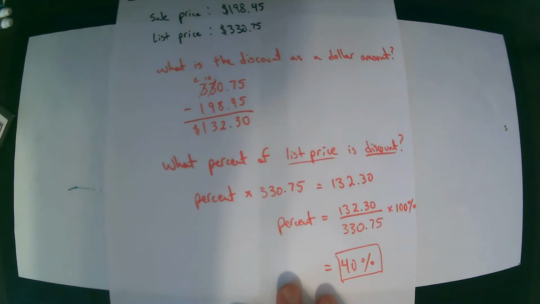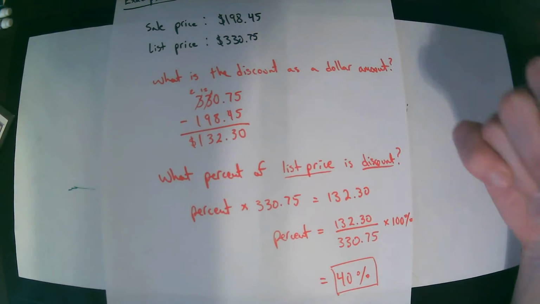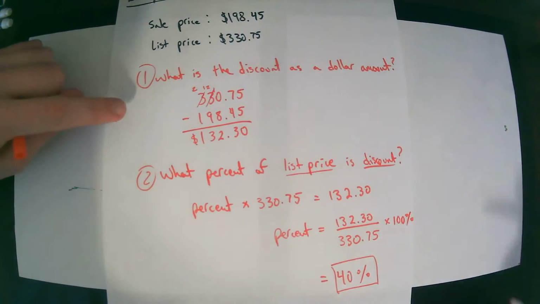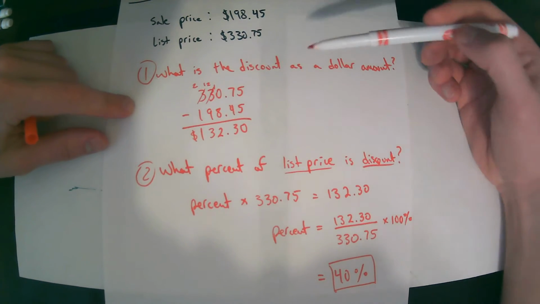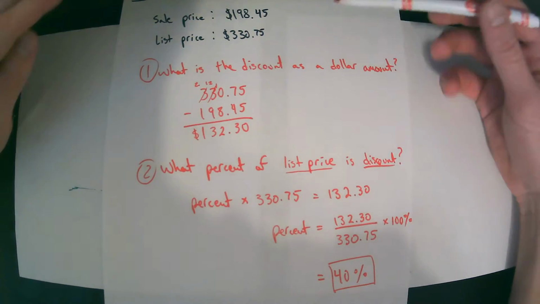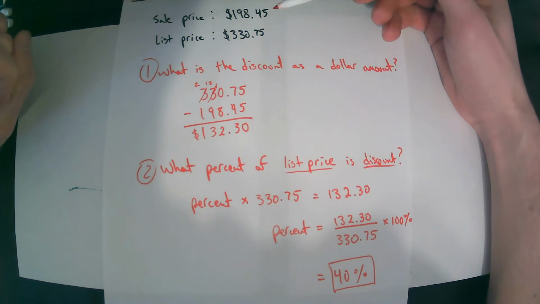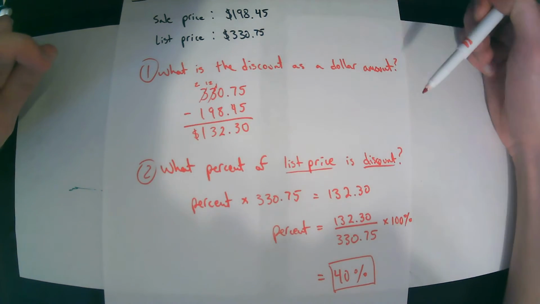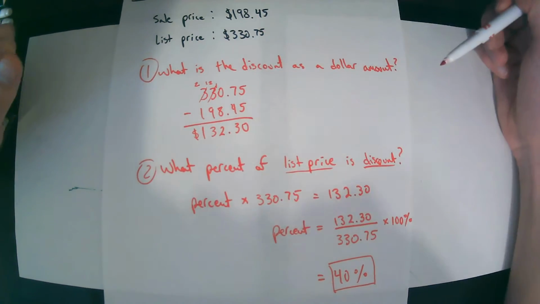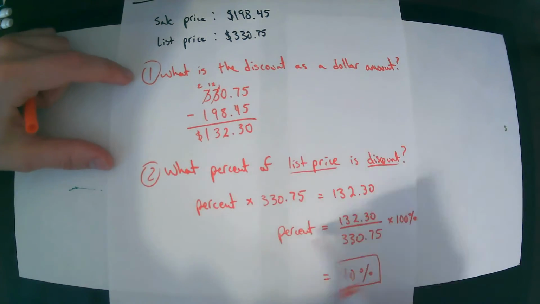So when a problem is asking for discount, if you have sale price, list price, asking for discount, make sure you know this step 1. If I called it step 1 here, your step 1 should be to find the discount as a dollar amount. Sorry, obviously in the end we want the discount, but I meant as a dollar amount. Find your discount as a dollar amount by taking the difference of the sale price from the list price. That will give you your discount as a dollar amount. That's the number that gets plugged into this equation where you actually solve for the percent.